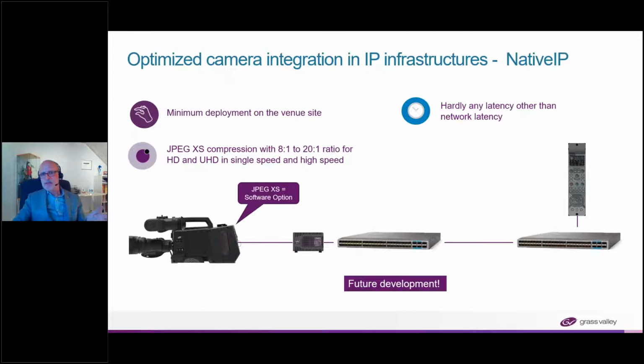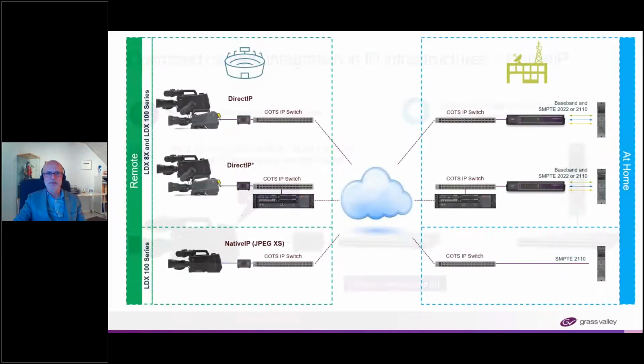So uncompressed direct IP, our native IP, has been available since this summer, and the compression option will become available early next year. But as said, there is no hardware change required in the camera. It's just a software license.